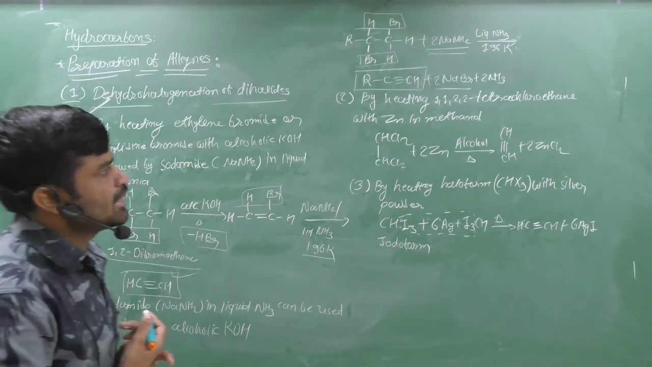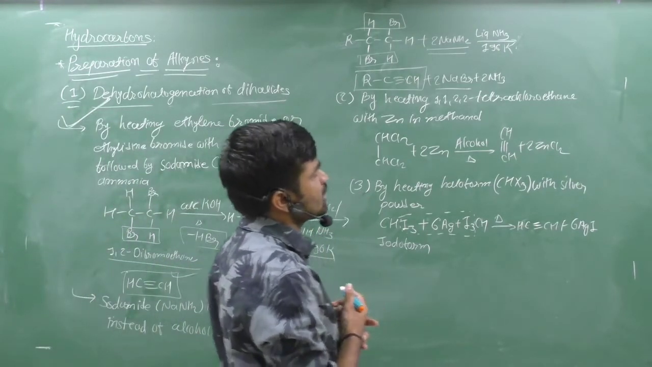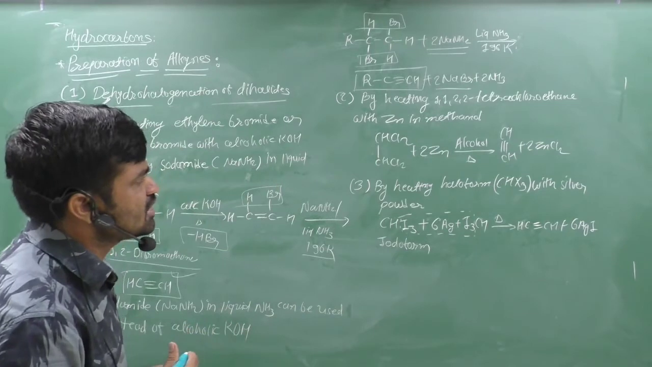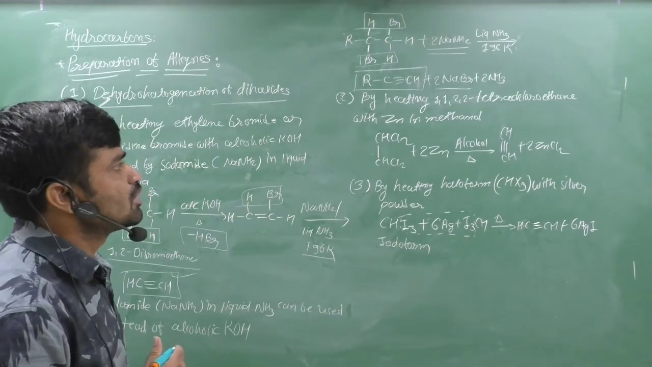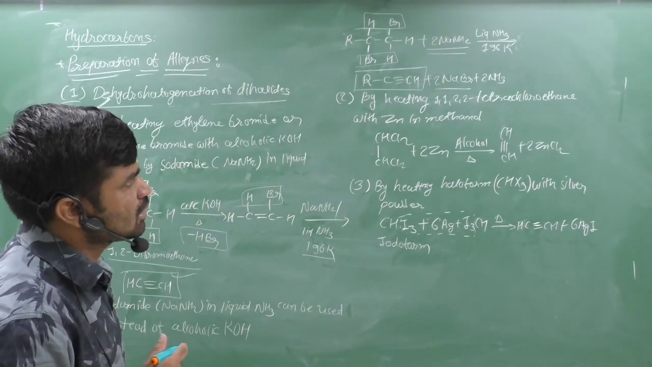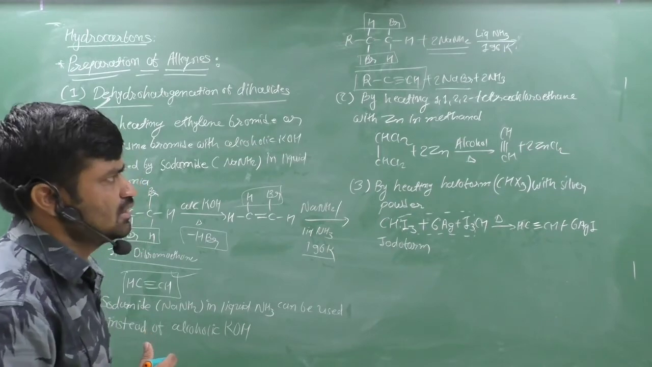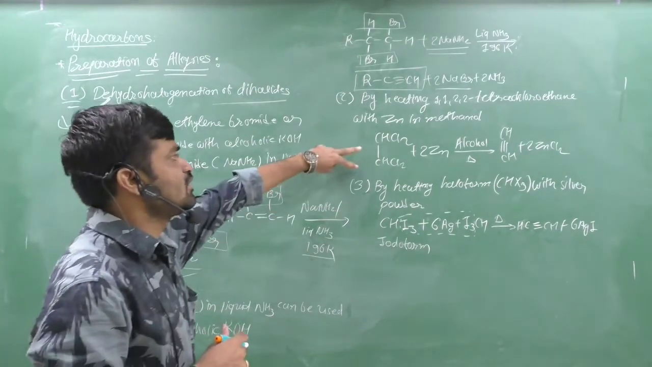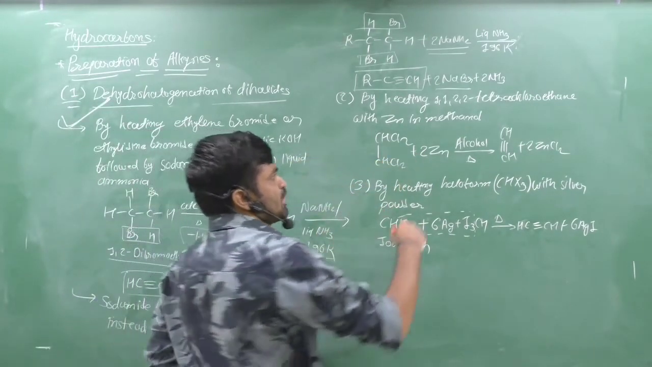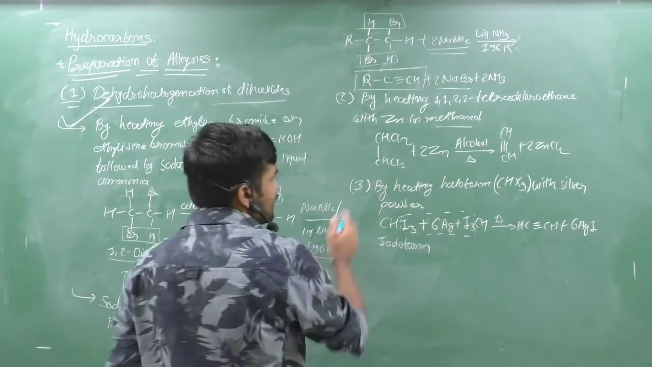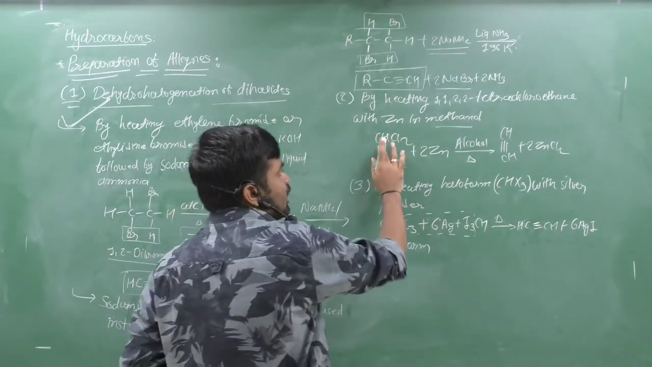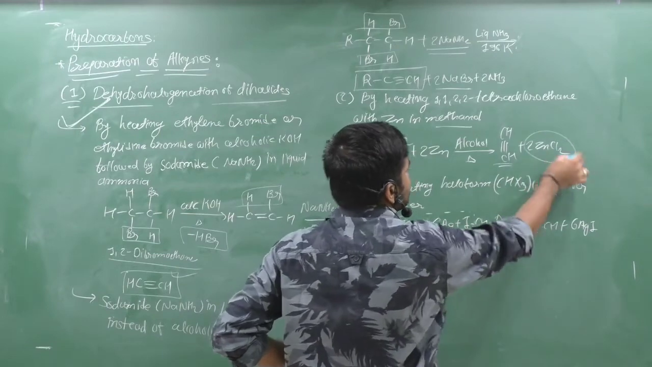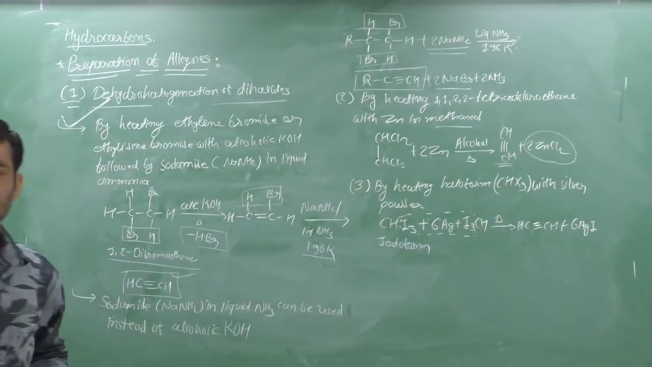Next, by heating 1,1,2,2-tetrachloroethane with zinc in methanol. We can heat this molecule with zinc in the presence of any alcohol like methanol. We can get here a triple bond alkyne, acetylene, and ZnCl2 is a side product.